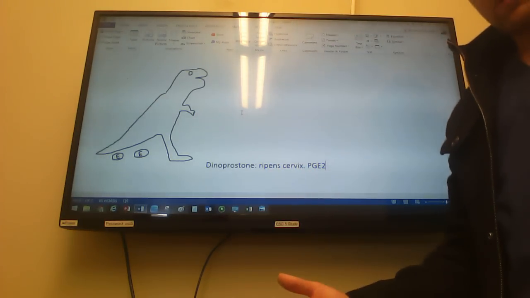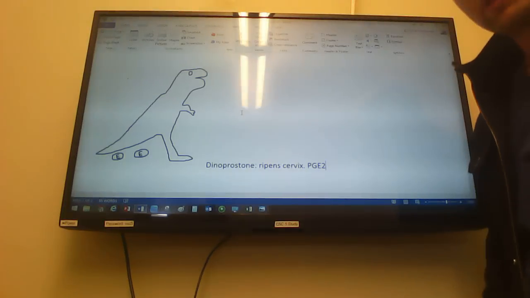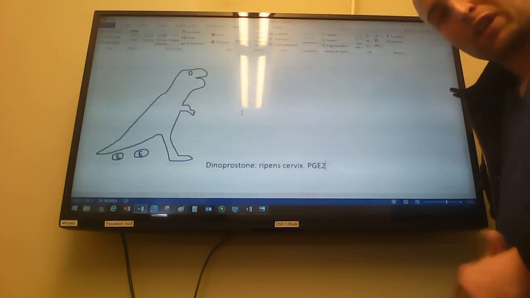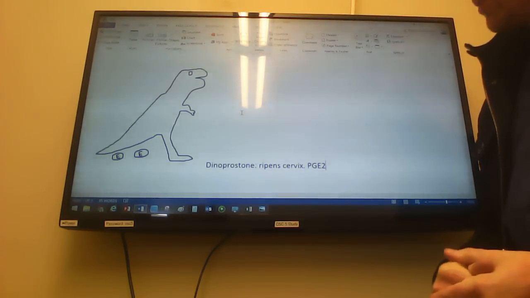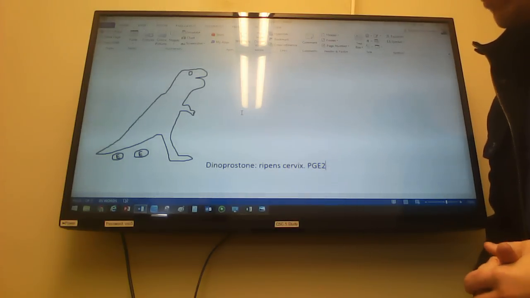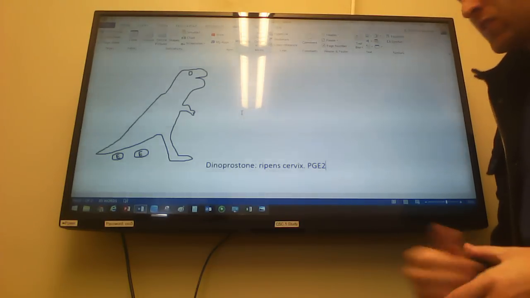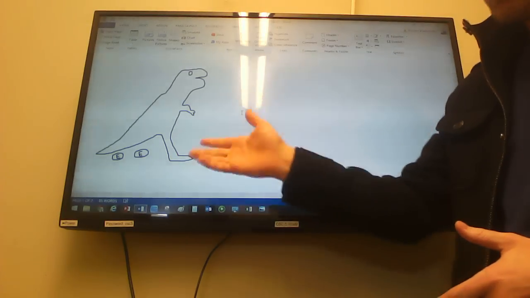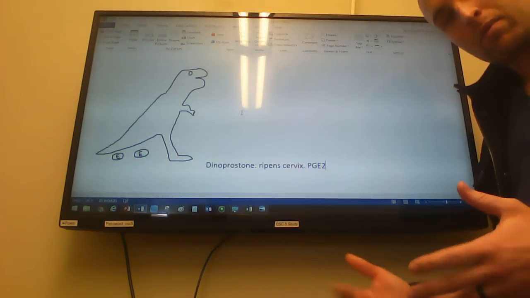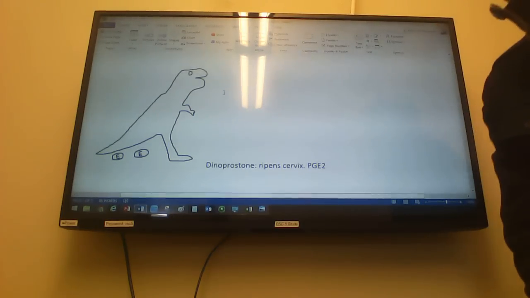What does it do? Well, it ripens the cervix. Well, a dinosaur is going to have a really ripe cervix to be able to push out some eggs. So here's a way that I was able to memorize that prostaglandin E2 is associated with dinoprostone and that it ripens the cervix. So this is just one example. It's a simple picture, but I can remember that forever, maybe. So that's the first example. That's using pictures to memorize.